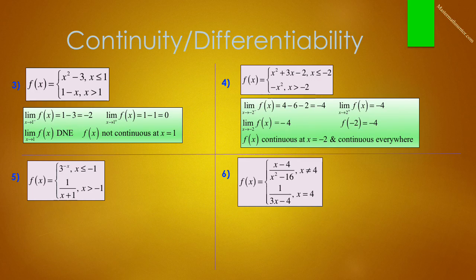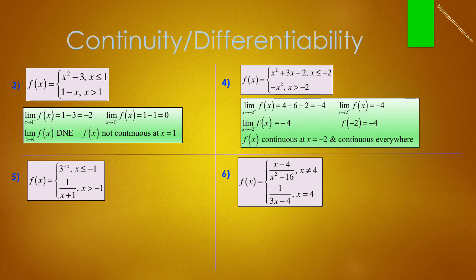Problem 4 gives f of x equals the piecewise function x squared plus 3x minus 2 if x is less than or equal to negative 2, and negative x squared if x is greater than negative 2. We first check whether the limit exists. We look at the limit of f of x as x approaches negative 2 from the left, and we get 4 minus 6 minus 2, which is negative 4.